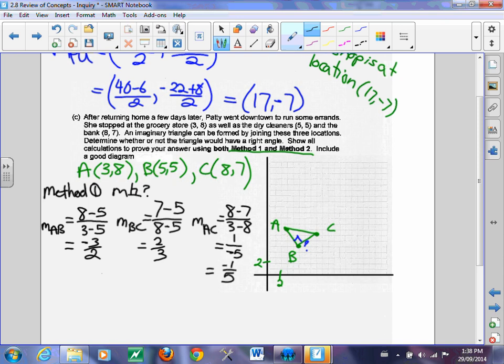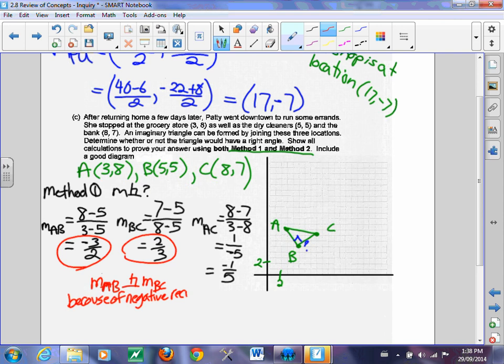All right, so looking at our slopes, ladies and gentlemen, what do we notice? In particular, slope of AB and slope of BC. So slope of AB is perpendicular to slope of BC because of negative reciprocal slopes. Okay, so therefore angle B equals 90 degrees.